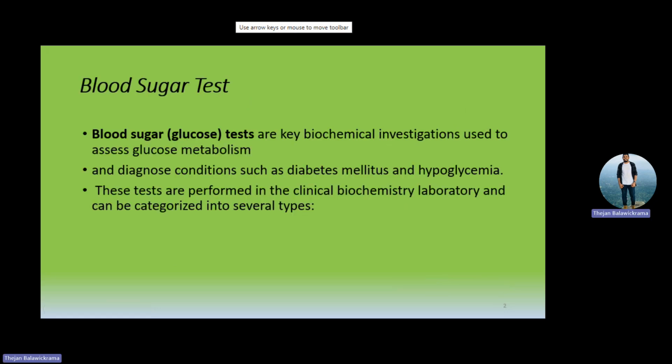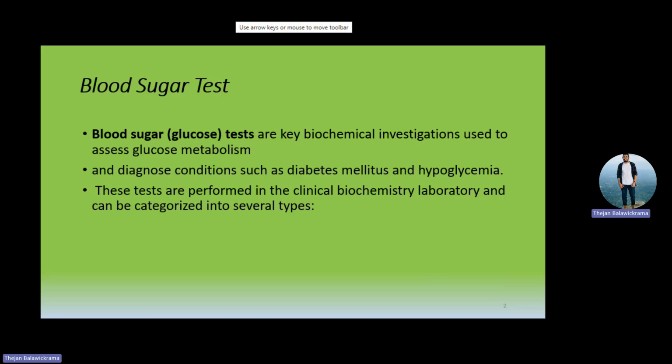Right, let's start with the most common one, blood sugar test. So I think every one of us has done a blood test at least once in our lifetime, right? For certain reasons, like when we get sick, to check whether we are in a normal situation, right? So blood sugar, when we say blood sugar, that is about glucose, right?